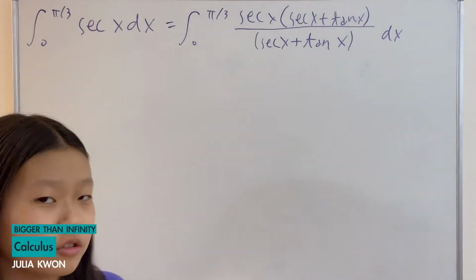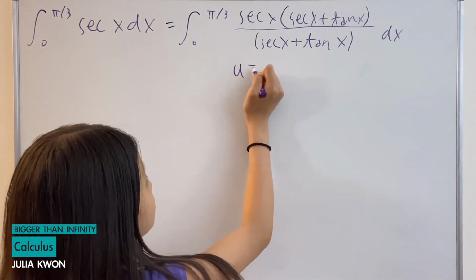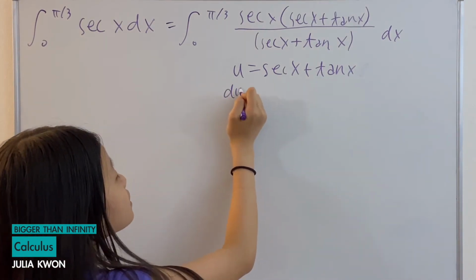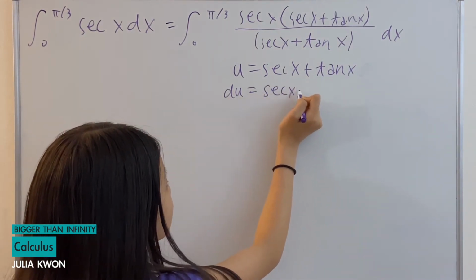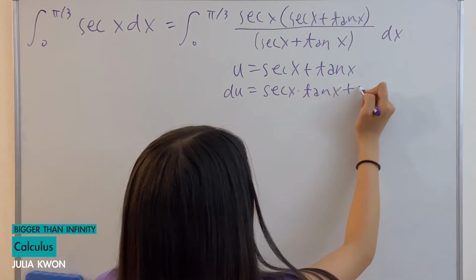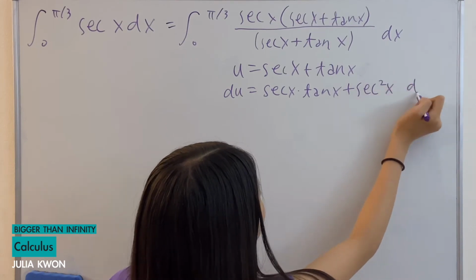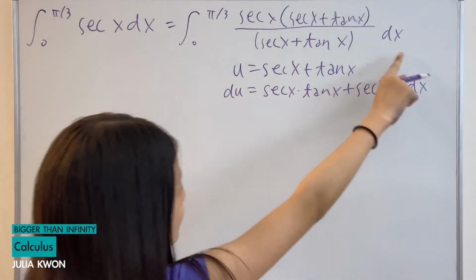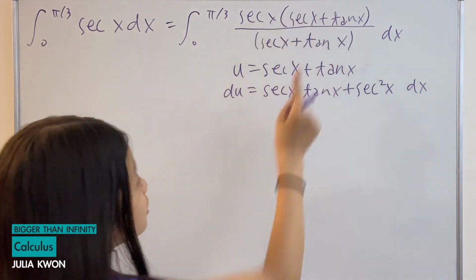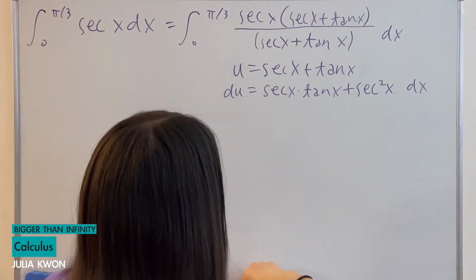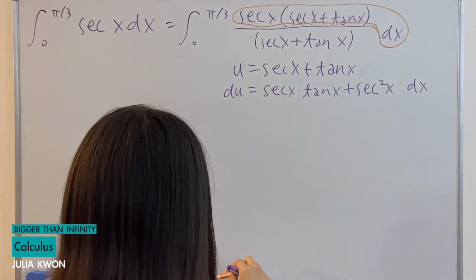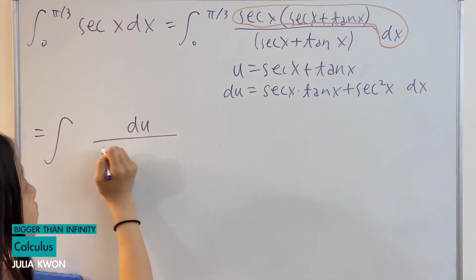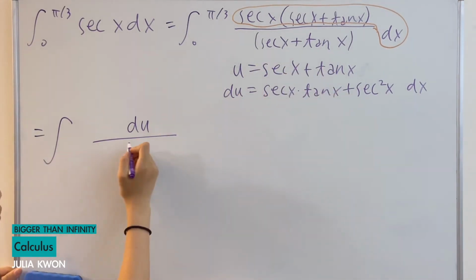Now we're going to use the u substitution rule by setting u equal to secant x plus tangent x, and that would give us du as (secant x times tangent x plus secant squared x) dx. As you can see, this whole thing is the numerator, including the dx, if we expand the numerator. So we're just going to replace this whole thing circled in orange with du, and secant x plus tangent x we're going to replace with u.